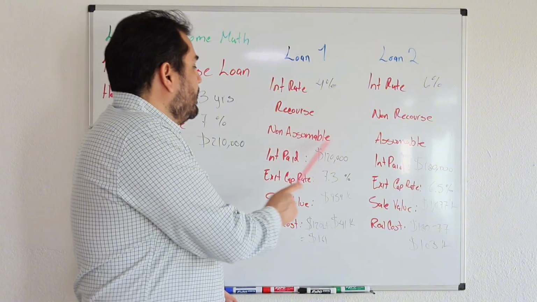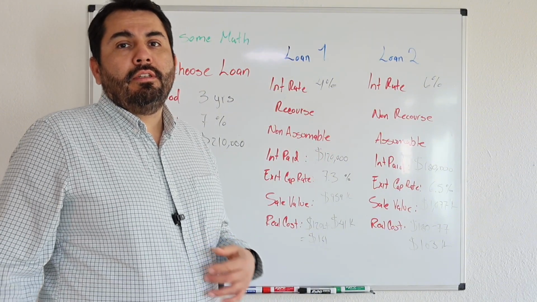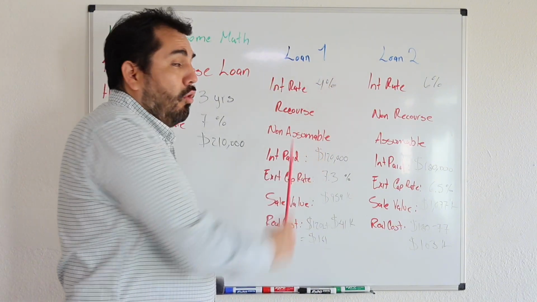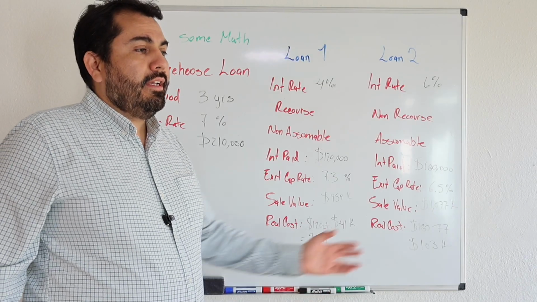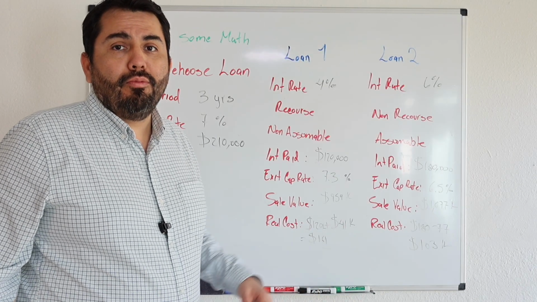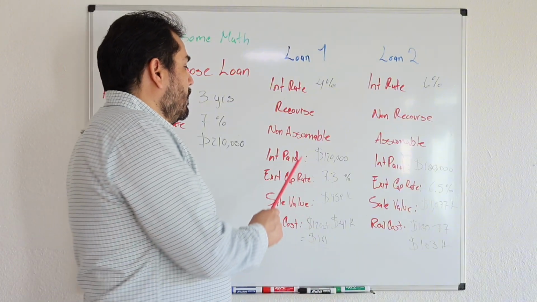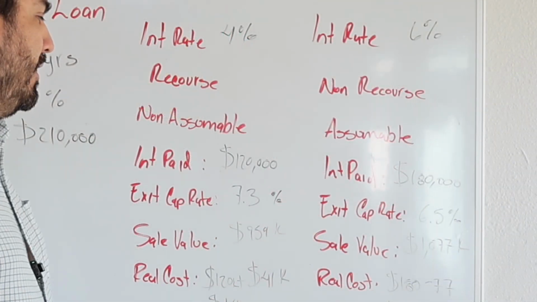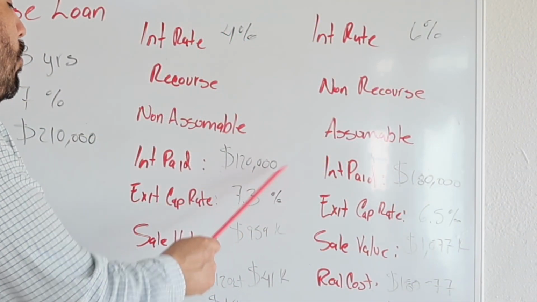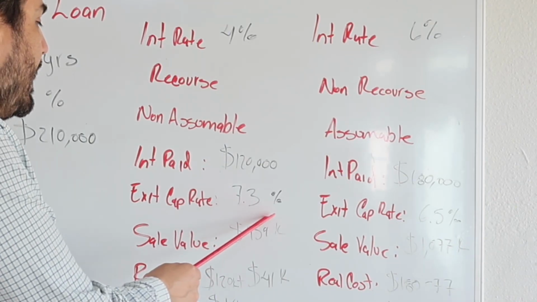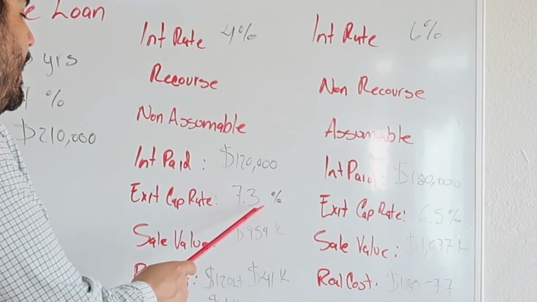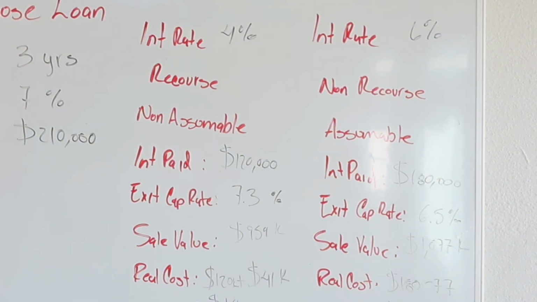Okay, so then this one it's non-assumable. So that means even though it's a lower interest rate, when we sell the property, we cannot pass the loan to the new buyer. Okay, so the interest paid for this loan will be $120,000. So the exit cap rate would be higher because it's non-assumable.